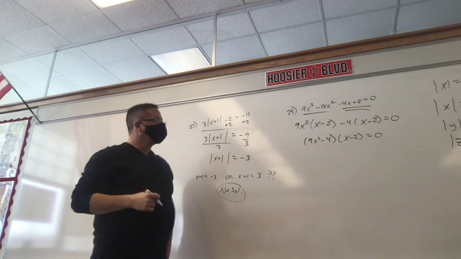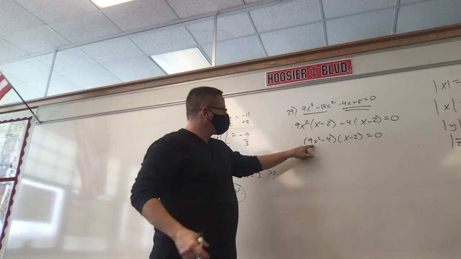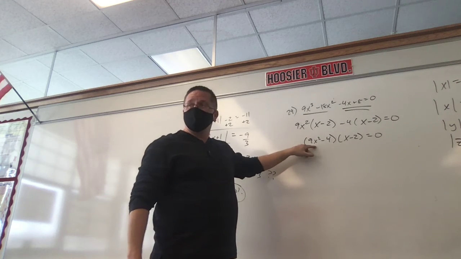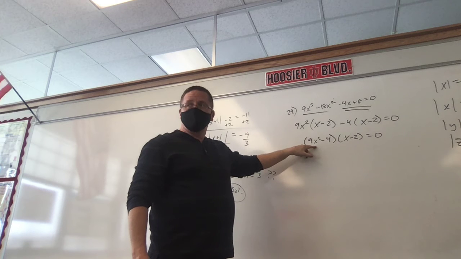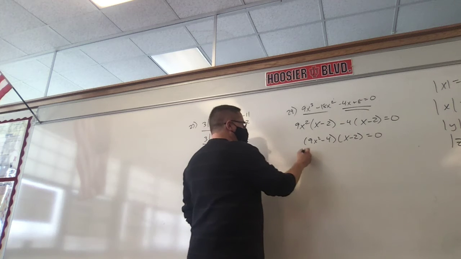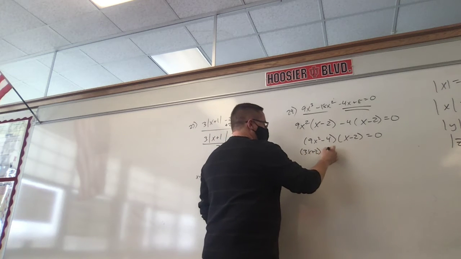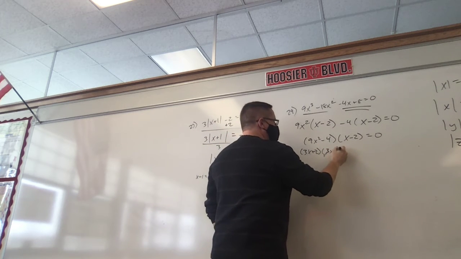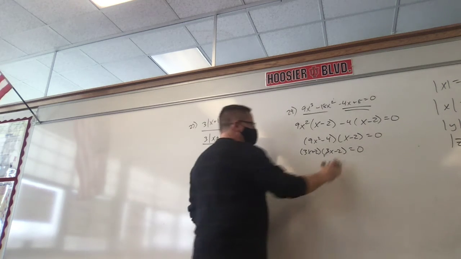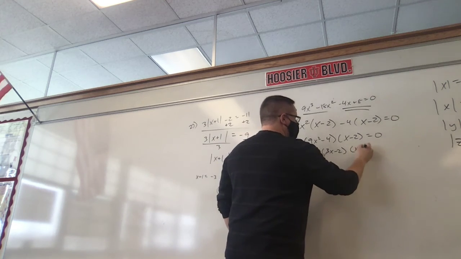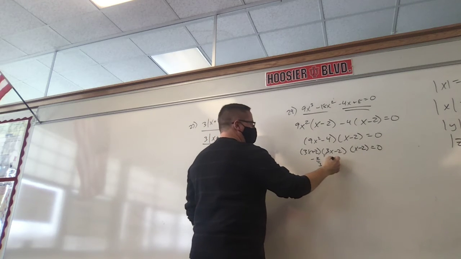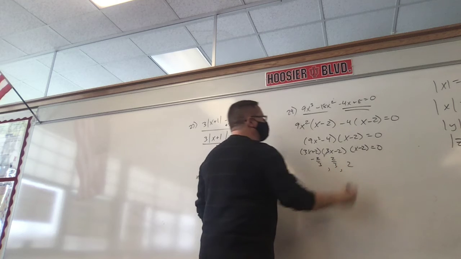There's a difference of squares. 9x^2 is 3x squared. What's that? 3. 3 what? X squared. Well, what squared? 3x, don't say squared. What squared? 2. So 3x plus 2, 3x minus 2 equals 0. Oops, I left something out: x minus 2. So our answers are negative 2/3, positive 2/3, and 2.